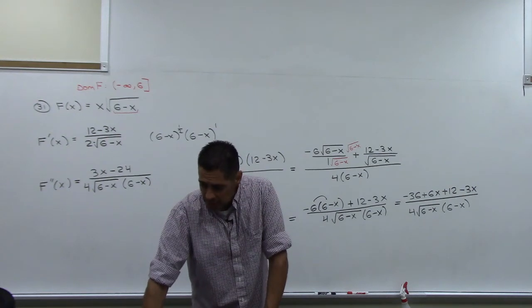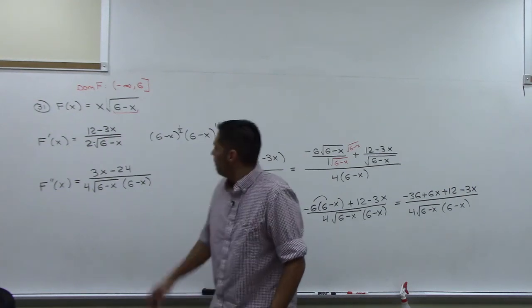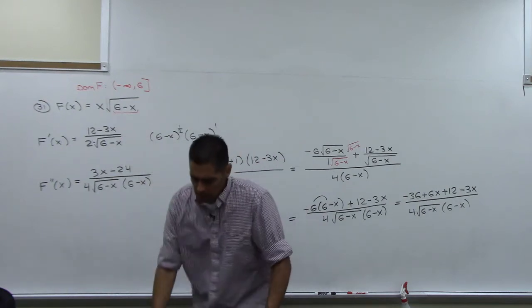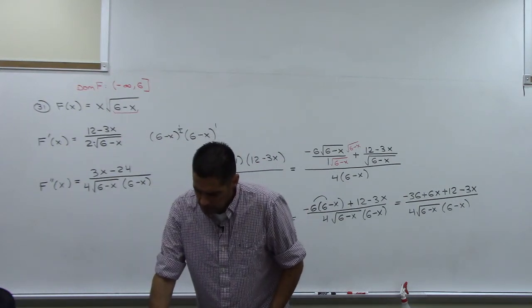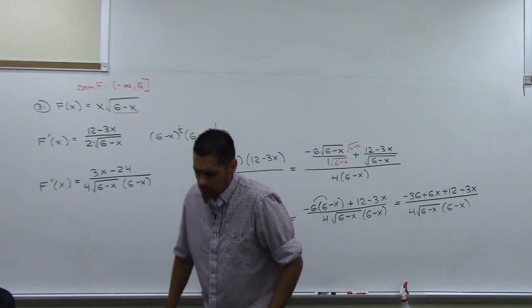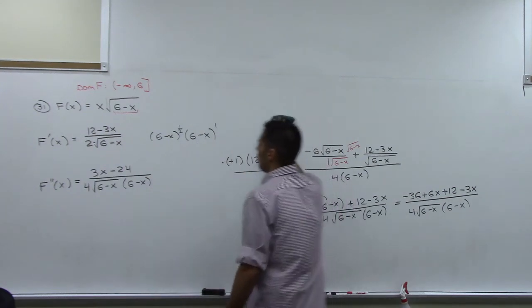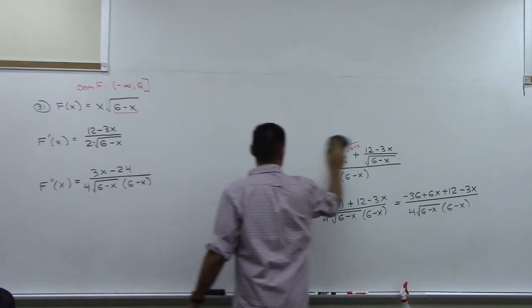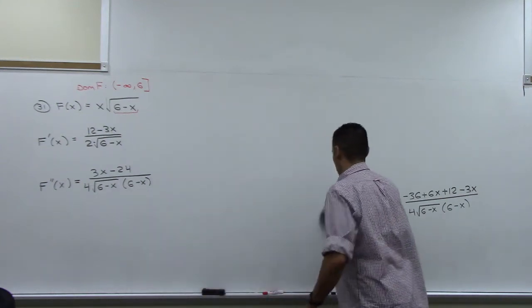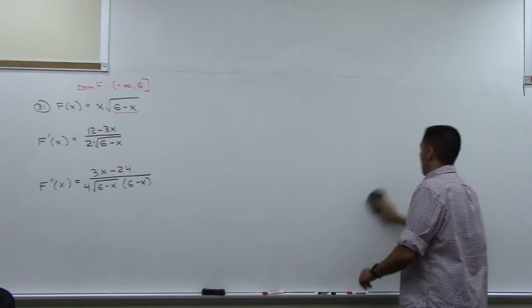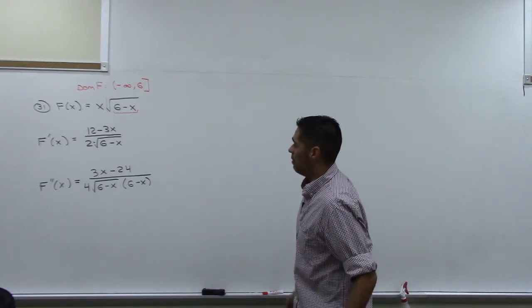I just want to check something as I proceed here. 3x plus 12. 3x minus 24. Okay, we're good. All right. Now, I should have timed this one. All of that was just to get my first and second derivatives.